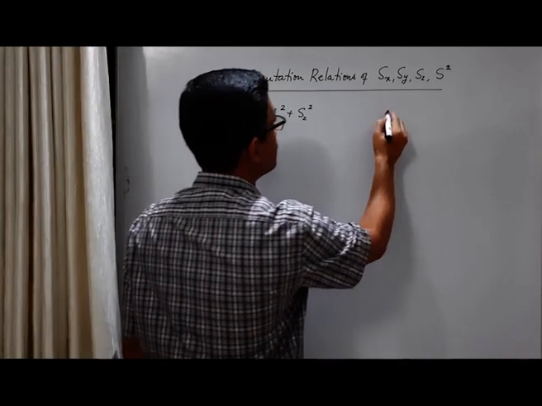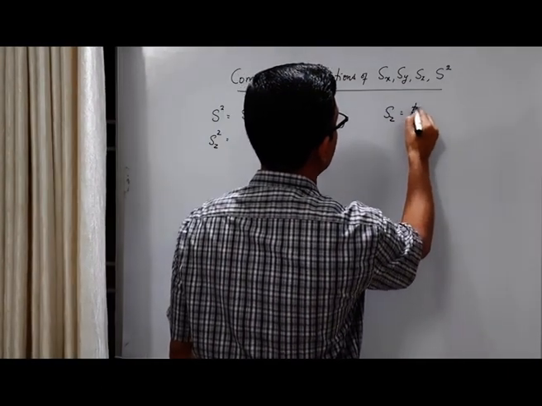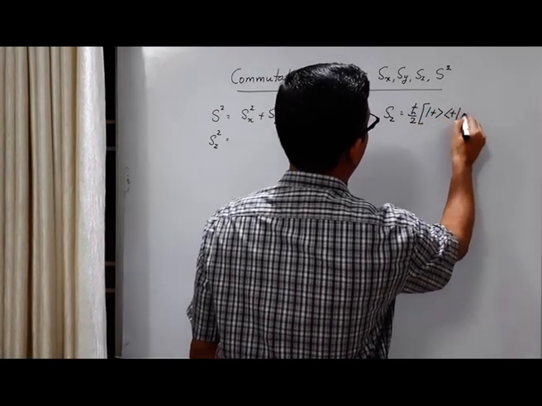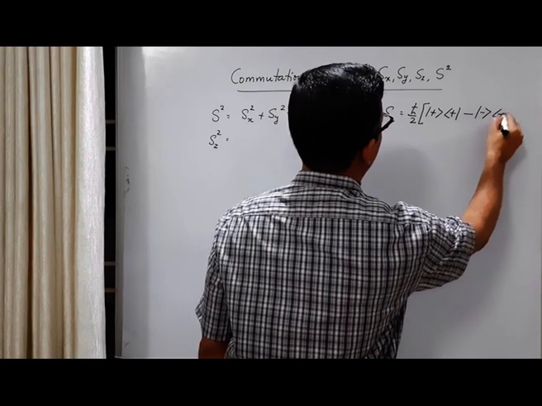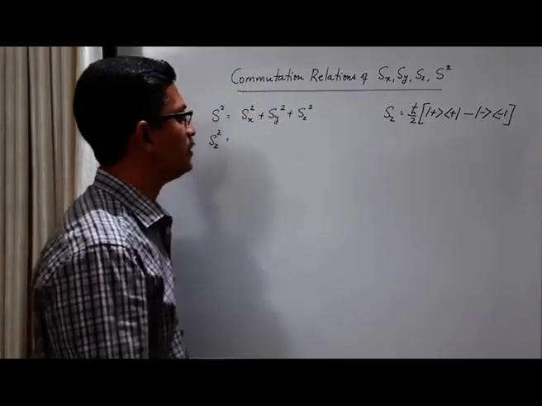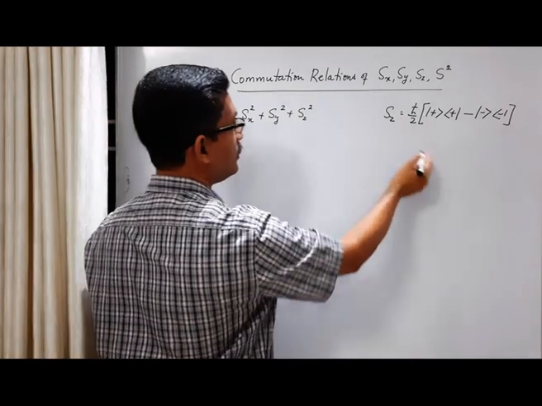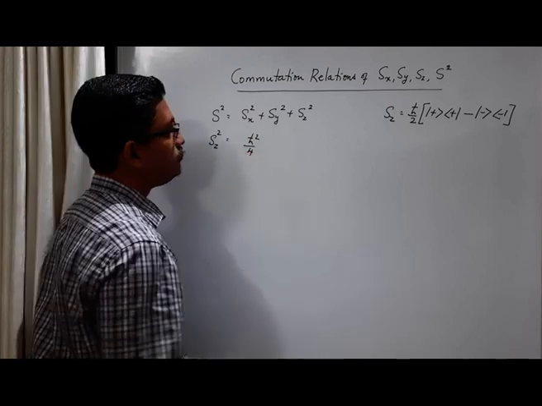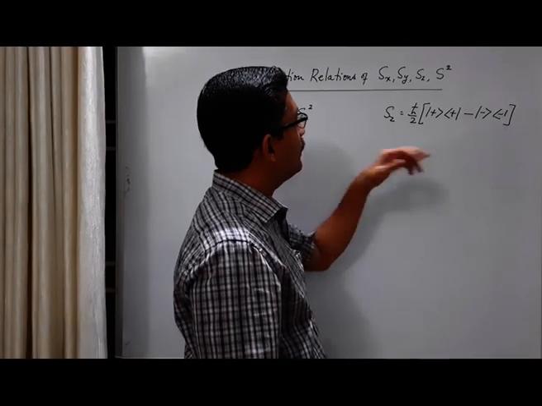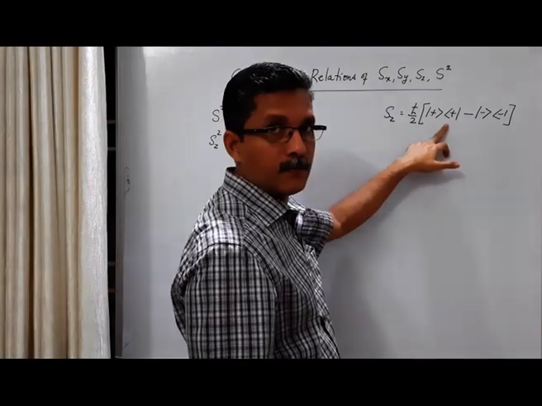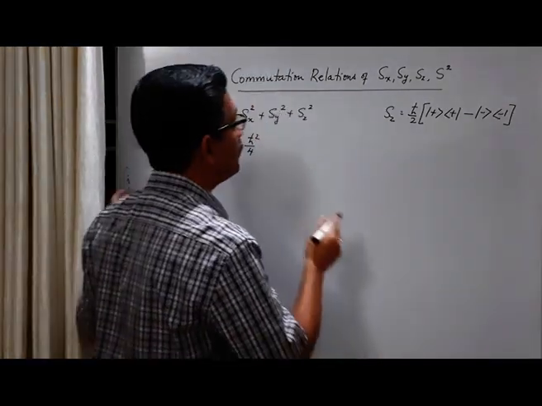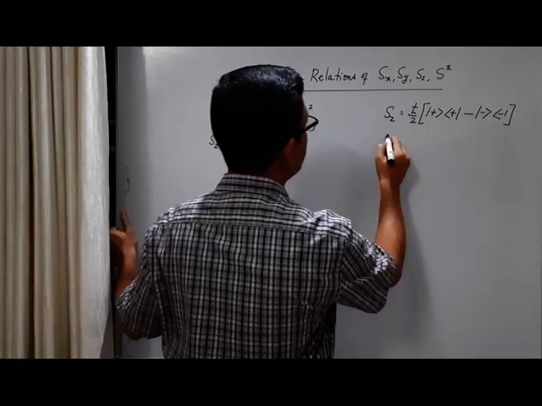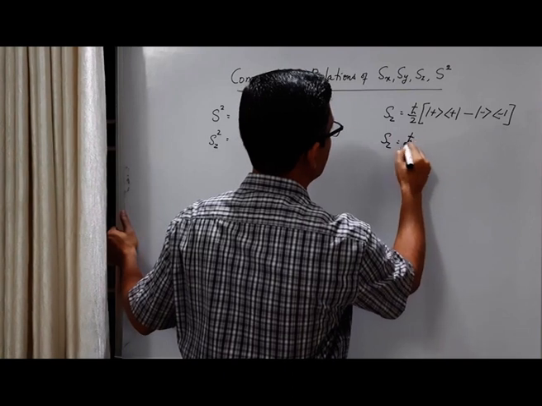What was the expression for Sz? Sz is h cross by 2 ket plus bra vector plus minus ket minus bra vector minus. This was the expression for Sz. So what is Sz square? This into this, the same. So what you get is h cross square by 4, and this multiplied by itself. Then what do you have? Maybe I will repeat Sz once again for convenience.